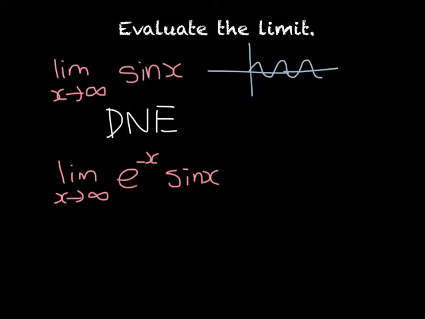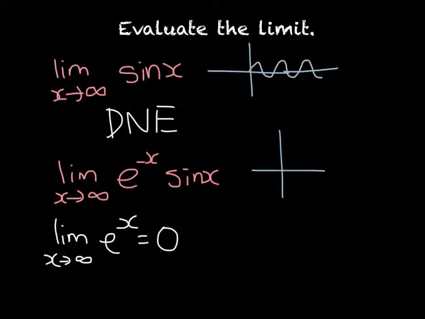However, what happens if we multiply the sine of x by e to the negative x? Let's think. The limit as x approaches infinity of e to the negative x equals 0, because the graph of that looks something like this. So when you get to having really large x, you're essentially multiplying sine of x by 0, which of course ends up being 0. So our limit in this case equals 0.